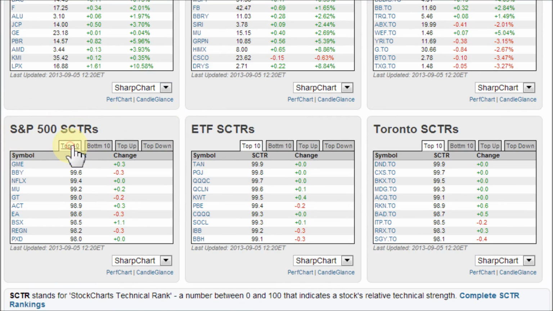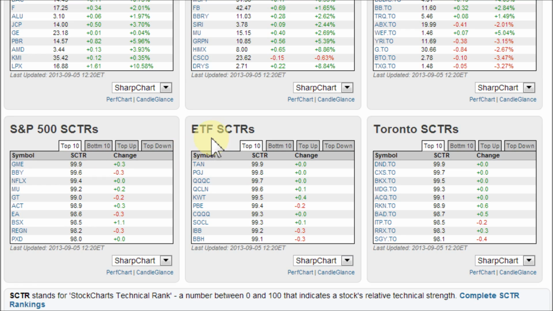Right here on this tab are the top 10 stocks according to the rankings, and these are on the S&P 500. You also have the bottom 10, with the reading down here of 1.9, whereas the top ranking possible is a 99.9. You also have the top 10 ETFs.